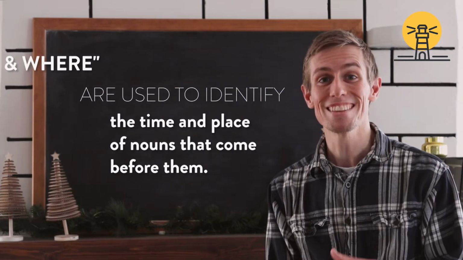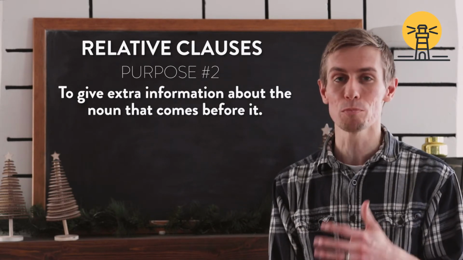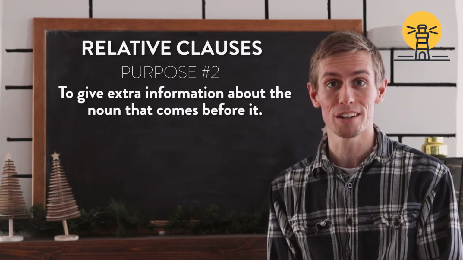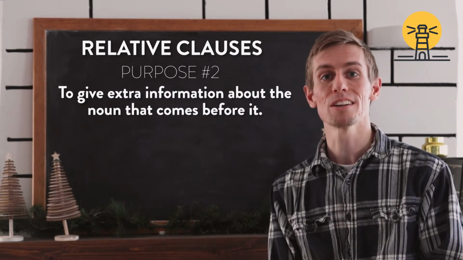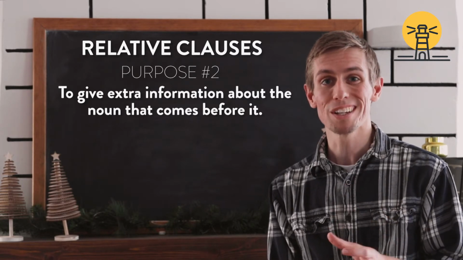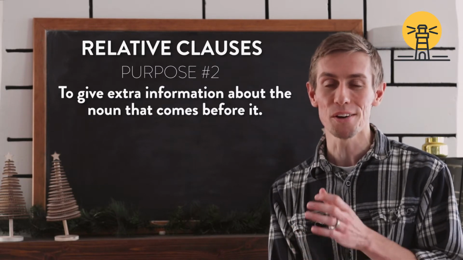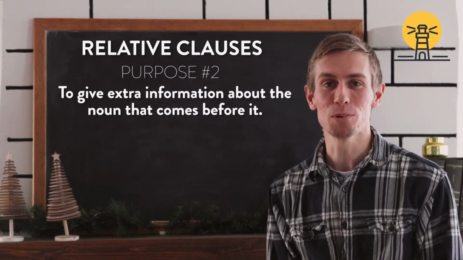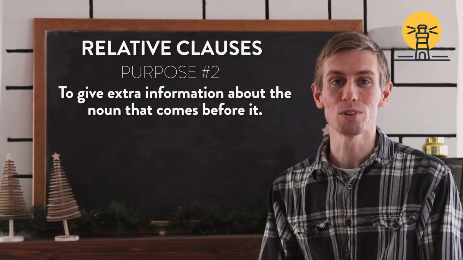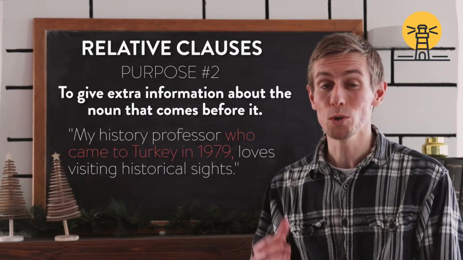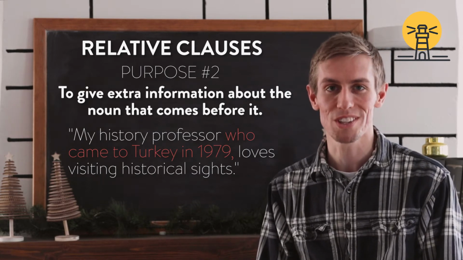The second purpose of relative clauses is to give extra information about the preceding noun, or the noun that comes before it. This information does not identify or define the noun as the previous examples did, but it just gives information that is not necessary to understanding the meaning of the sentence. Now, let me give you some examples of relative clauses that give extra information about the noun that comes before them. My history professor, who came to Turkey in 1979, loves visiting historical sites.